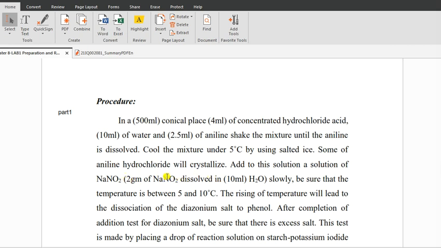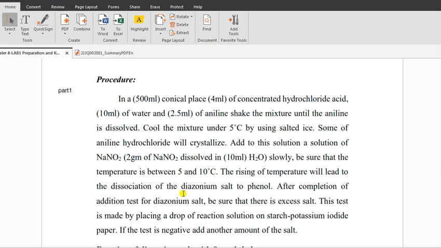Add solution number 2 to solution number 1 slowly, and be sure that the temperature is at or below 5, because any rise of temperature will lead to dissociation of the diazonium salt. After the addition, keep stirring.